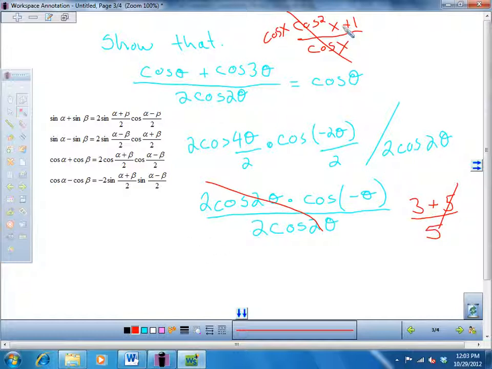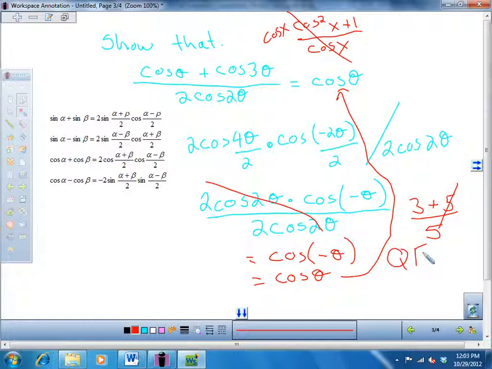You can only cancel things if they're being multiplied together, if everything's being times. So this is equal to cosine of negative theta, which Logan said, since cosine is even, this is one of your identities, that's equal to cosine of positive theta, right? And so now you have shown that where you were trying to get to is there, and you're done. And you write QED here, which means in Greek, I don't know, it means what you set out to do is done, something like that, okay?